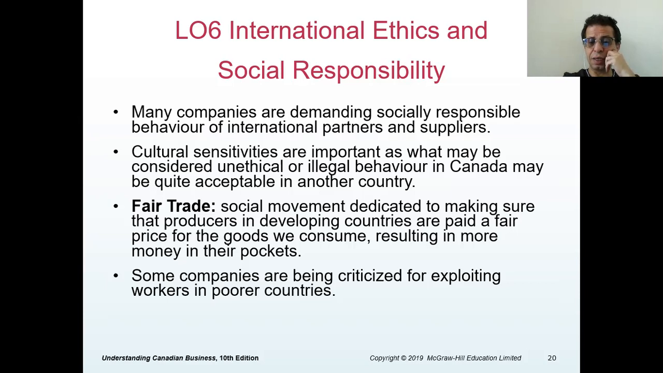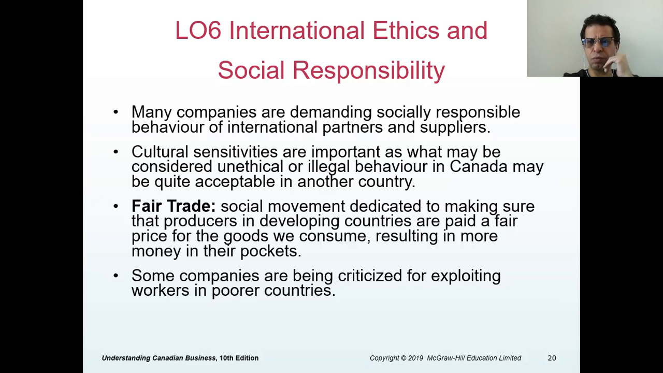The other thing is that cultural sensitivities are important, as what may be considered unethical or illegal behavior in Canada may be quite acceptable in other countries. So sometimes you need to ask, is it okay to make somebody work 12 hours in a different country? It's not okay according to our standards. It's not okay according to human standards. But if you look at that country, it might be acceptable in that society.